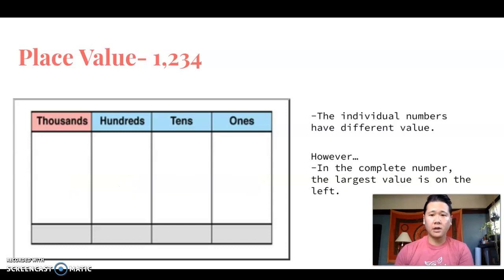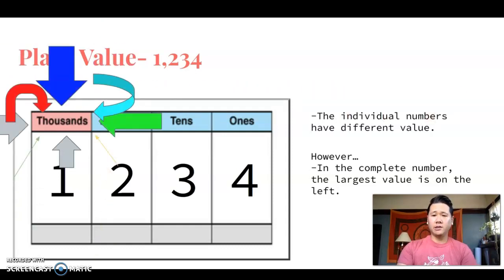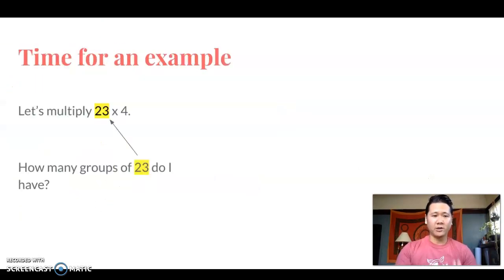234. Alright, so the individual numbers have different values, meaning that 1 is not as much as 4, but in the complete number, 1, because it's in thousands place, has technically 1,000. It's not just 1, it's 1,000. 2, in the hundreds place, is not just 2, it's 200. Alright? So our largest number in this sequence is going to be thousands, because it's 1,000.